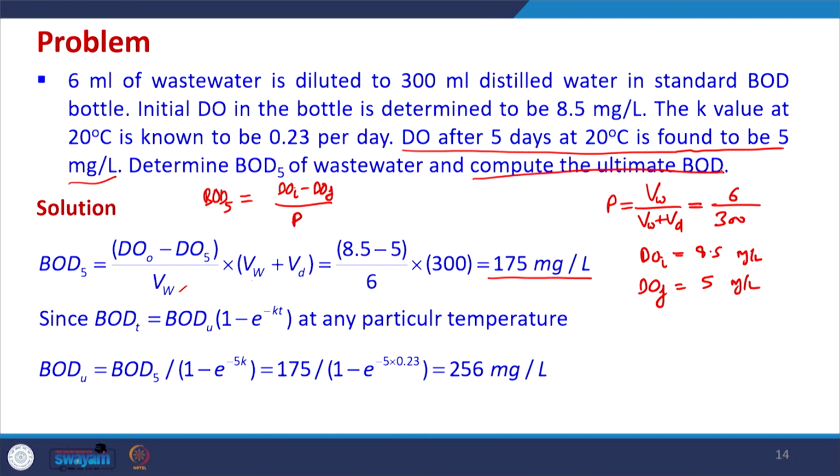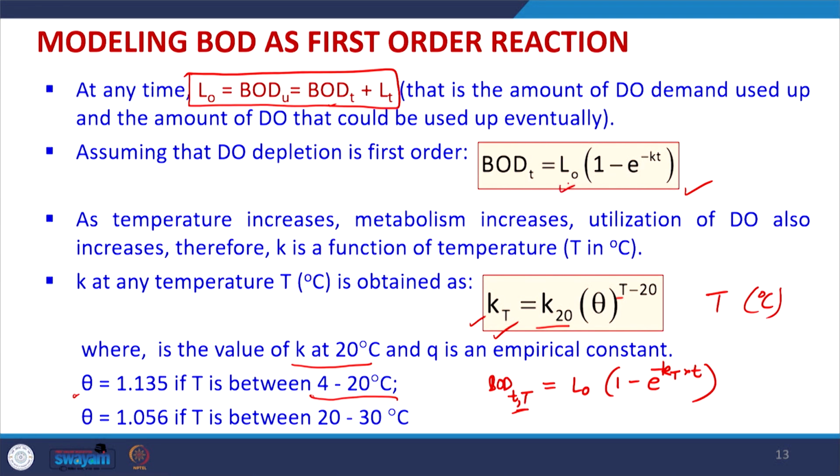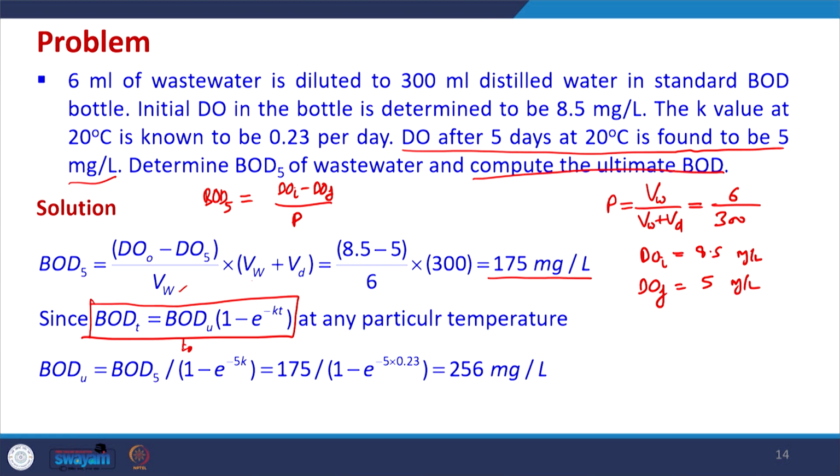Now, we have to compute the ultimate BOD, and already we know this is the formula. Sometimes in the formula, in place of BODU it is L0 which is given. In the previous case we can see here that L0 is given, but L0 or BODU both are same. So, there is no difference. Using this formula, with the K value given, we can find out the ultimate BOD to be 256 milligram per liter after putting all the values. Thus, the maximum amount of oxygen demand that will be incurred by this wastewater sample will be 256 milligram per liter.